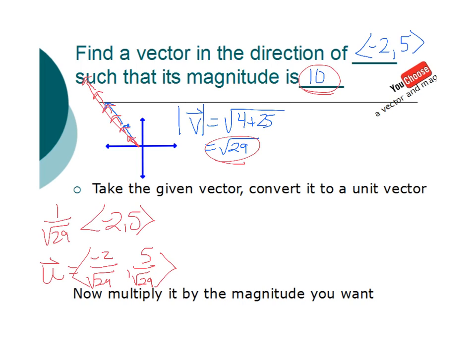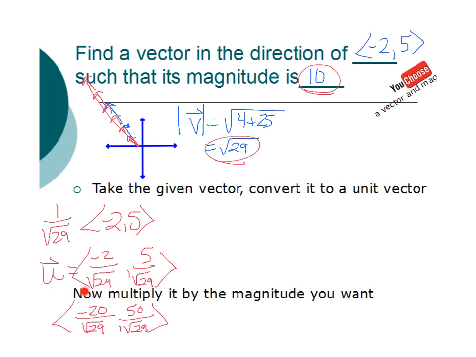So I take that unit vector and take it times 10. That's going to end up -20 over root 29, 50 over root 29. And that is now a vector that is in the same direction as my original, but now it's going to be 10 units long. All you got to do is turn it into a unit vector so that it's 1 unit, and then multiply it by whatever length you want.